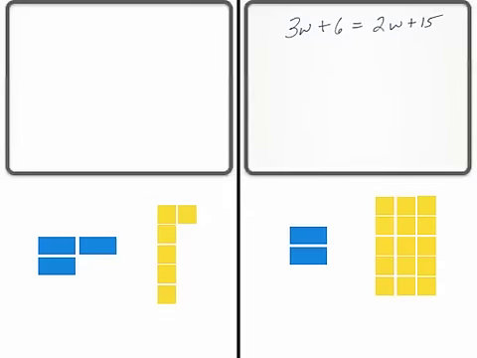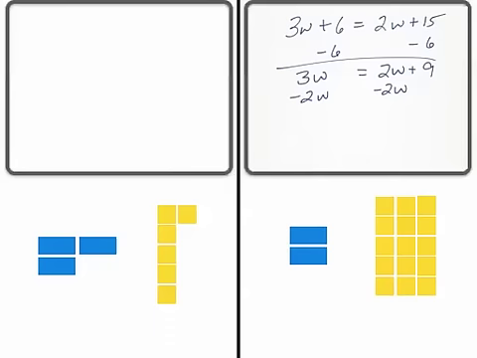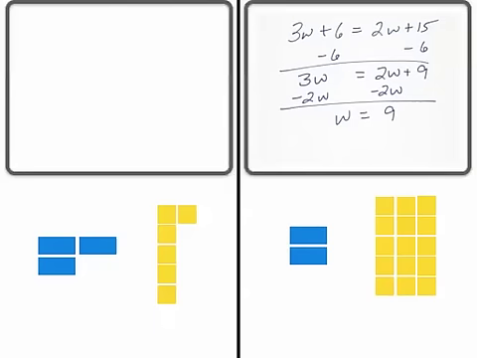So this is our first example, 3w plus 6 equals 2w plus 15. What I like to do is combine my like terms together, and I like to do the constants first. So I'm going to subtract 6 from both sides, and that'll give me 3w equals 2w plus 9. Next step, I'm going to subtract 2w from both sides. And that'll give me a value for w of 9.